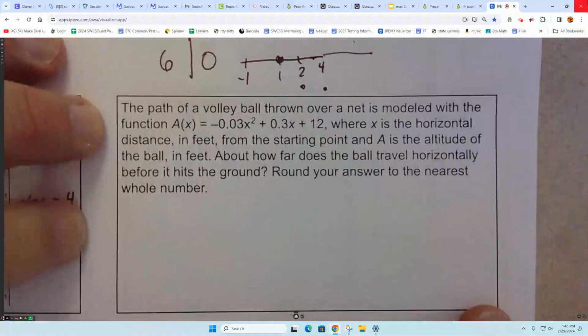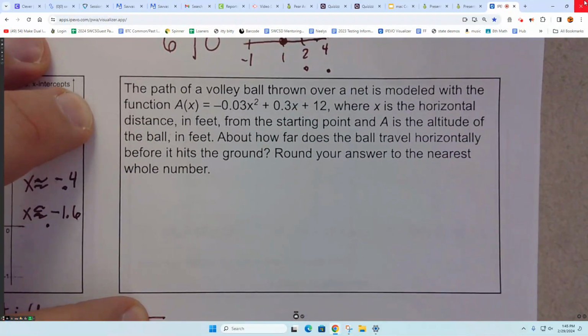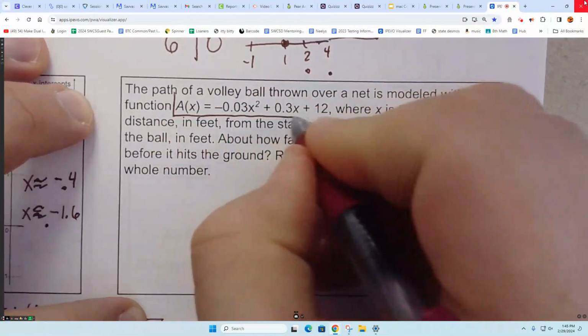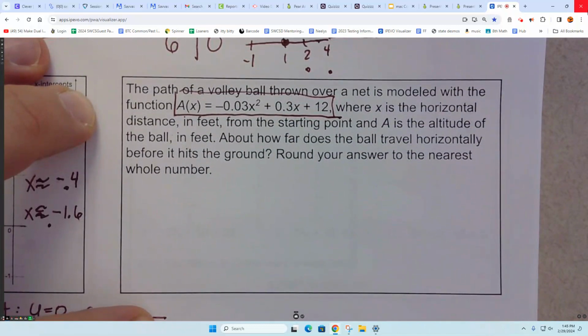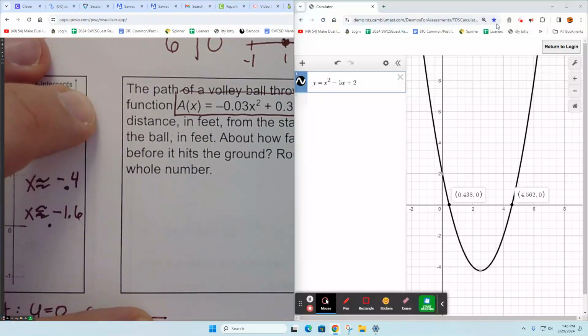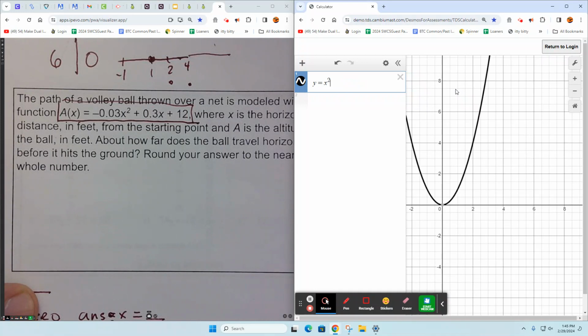This equation is talking about hitting a volleyball over a net. What's really weird about this equation to us? It's like we would think it's like the gravity one. How do I know it's not like the gravity one? Negative 0.03, not negative 16, right? So it's doing something else. Let me graph it real quick and then talk about what it's doing. Most of these, all we have to do is graph it and answer the question.